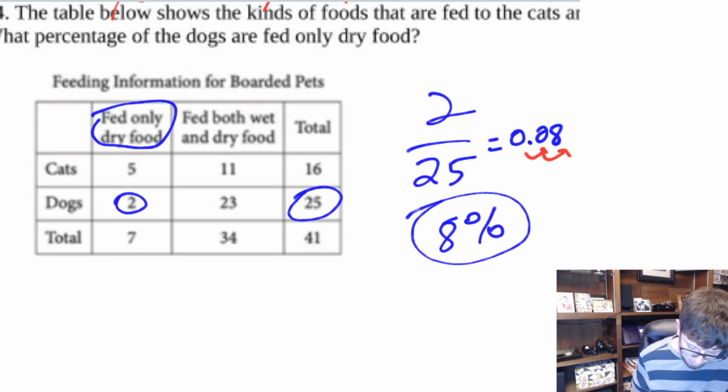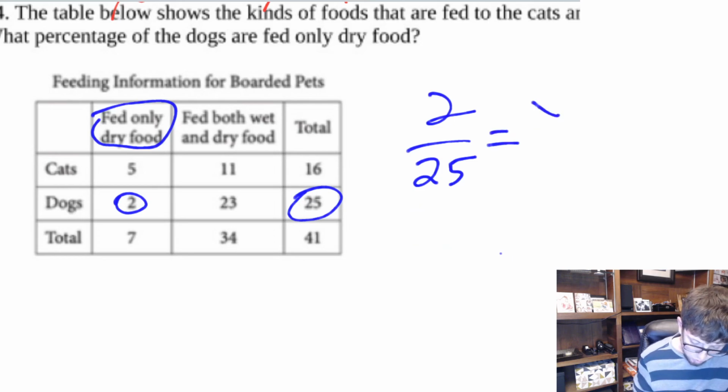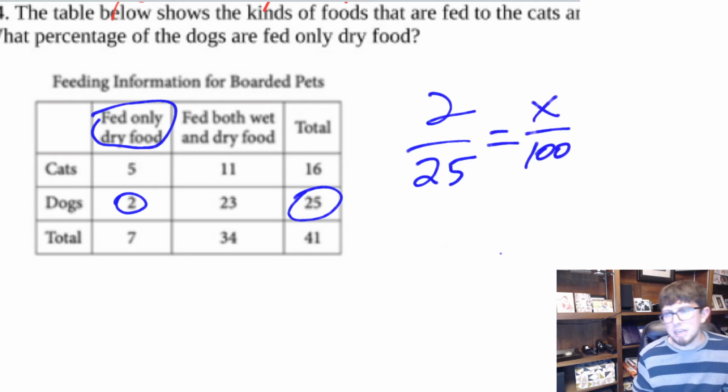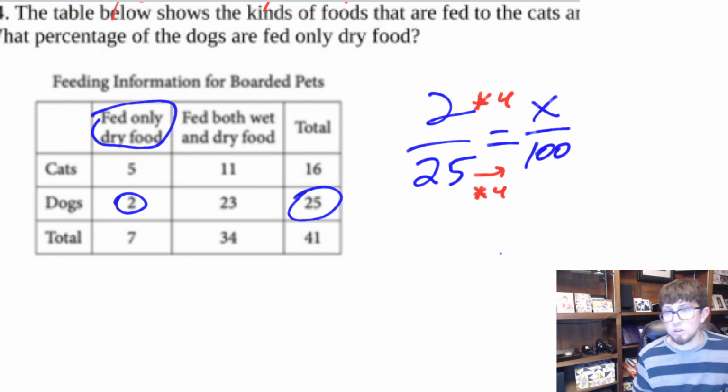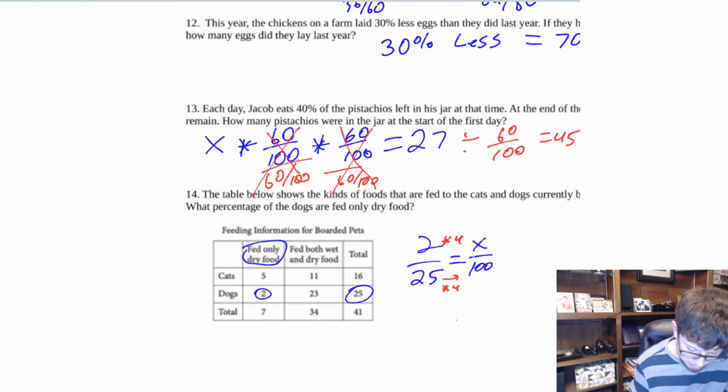You can also set it up as a proportion: 2 is to 25 as what is to 100. And if you like to cross multiply, great. If you happen to notice that I can just multiply the bottom by 4, well then multiply the top by 4 as well, and you'll get your answer, 8. And that's it.